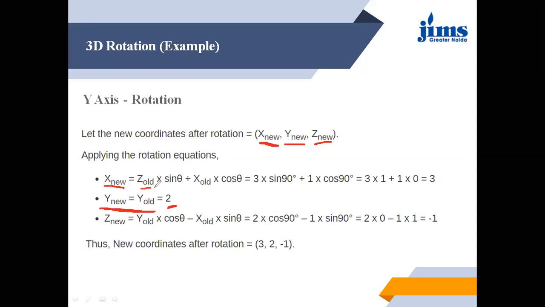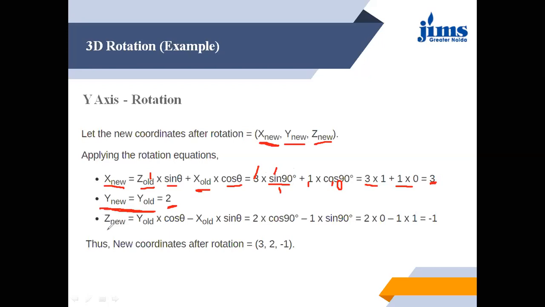So this is z old multiplied by sin theta plus x old multiplied by cos theta. So z old is 3 and sin theta is sin 90, and x old is 1, and this is cos 90. The value of sin 90 is 1, so 3 multiplied by 1 is 3, and cos 90 is 0, so 1 multiplied by 0 is 0. So the final value of the x coordinate is 3.